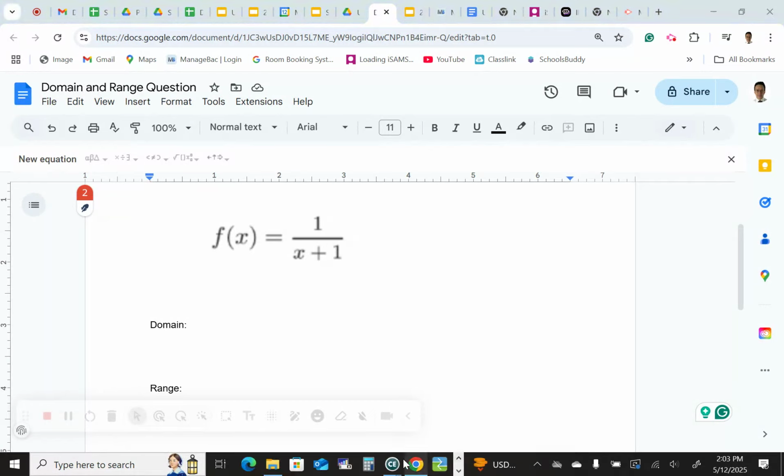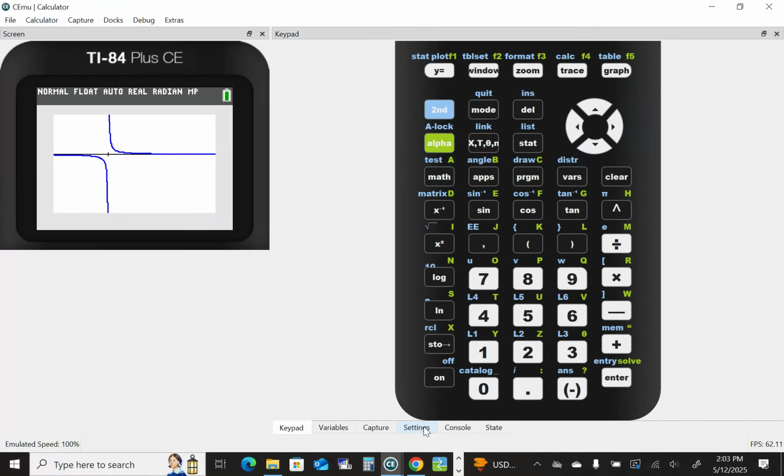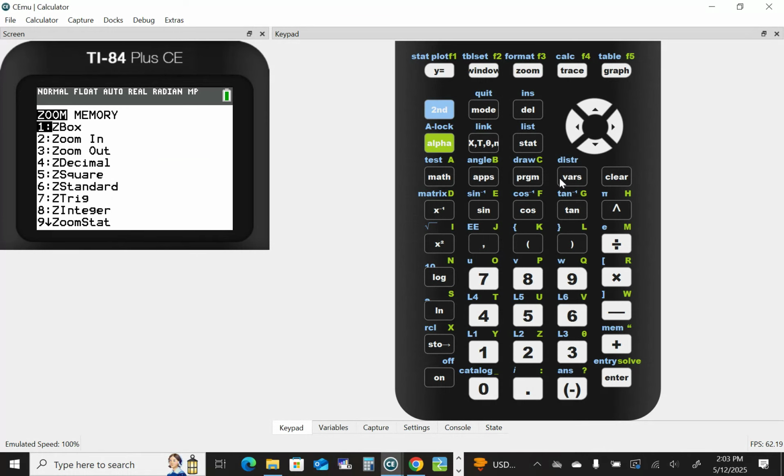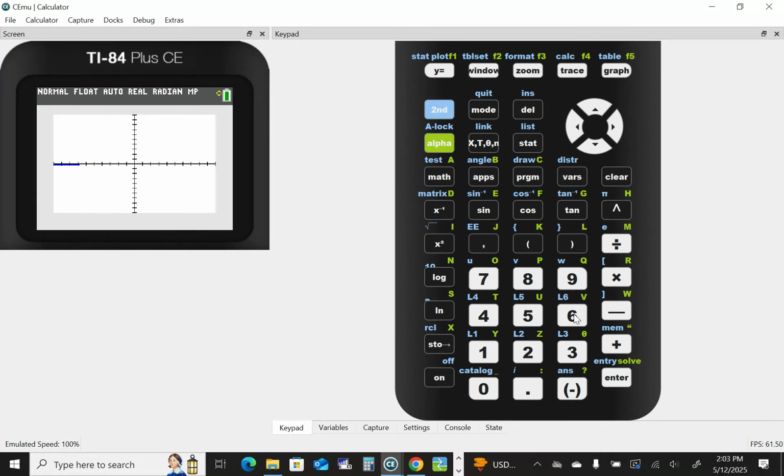So I want you to put this onto your GDC, whichever model it is. What I want you to do is to graph it. I'm just going to fit this graph onto my calculator. I'm just going to choose option 6 for now. And the graph is going to look something like that.